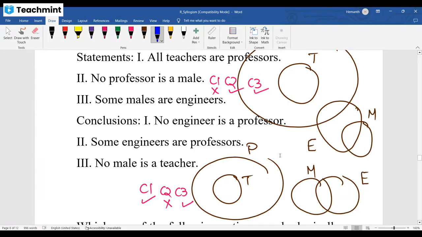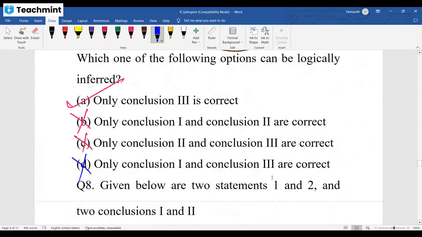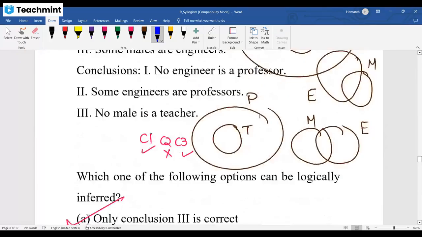Only 3 is mentioned, and 1 and 3 is not there in the options. Let's say the options were 2 and 3, 1 and 2, none of these, or something like that, then we would need to think further. But here there are two options, so how you eliminate them is important.